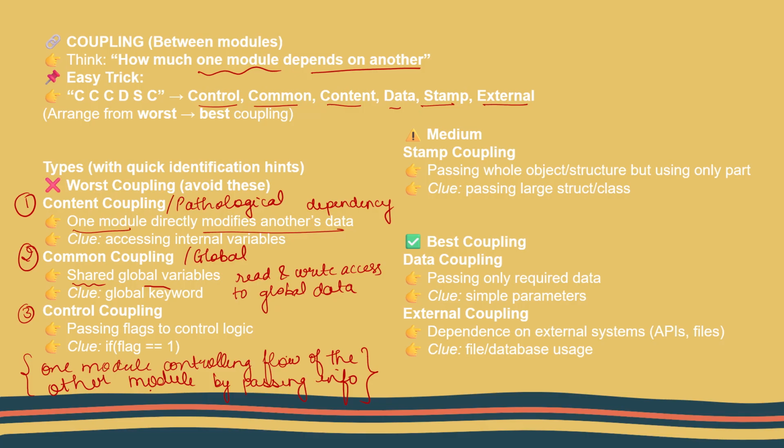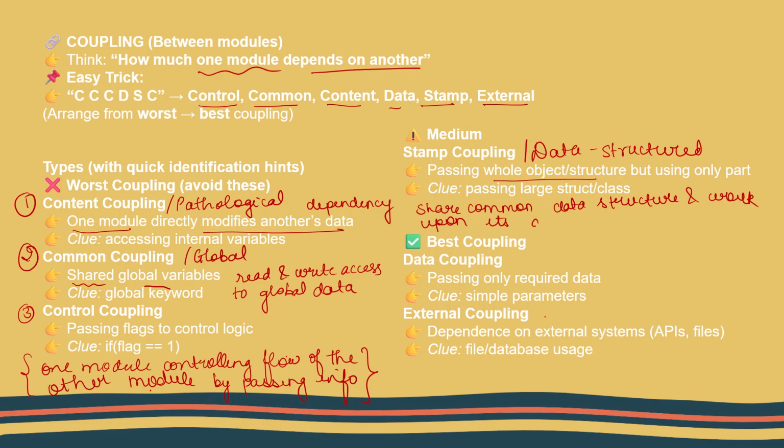Next we have stamp coupling. Stamp coupling is also known as data structured coupling. It is when multiple modules share a common data structure and work upon different parts of it. Share data structure and work upon its different parts. This is your stamp coupling.